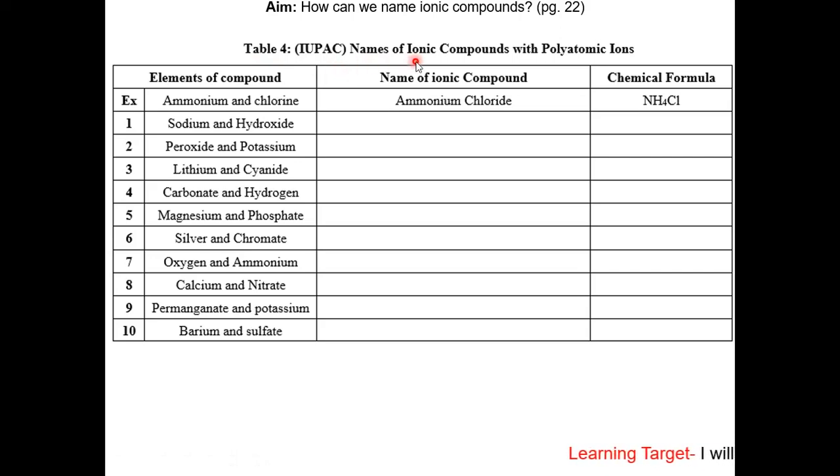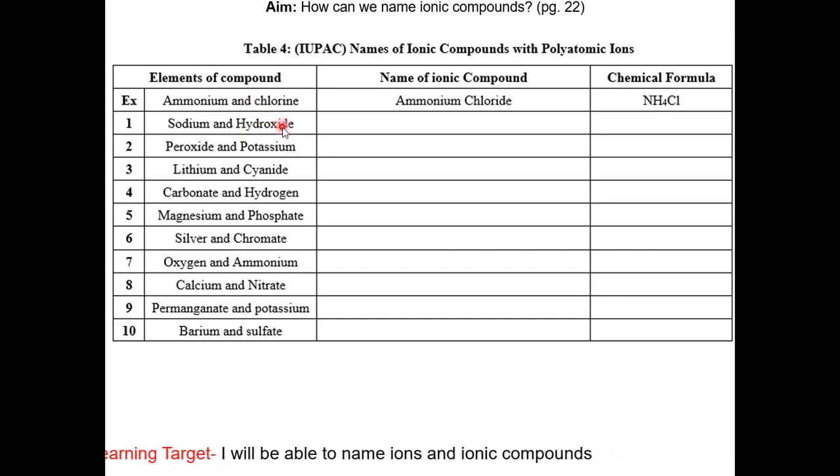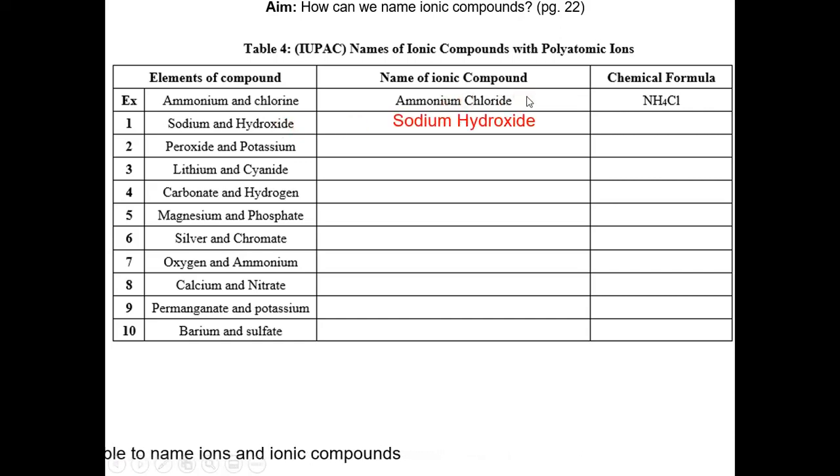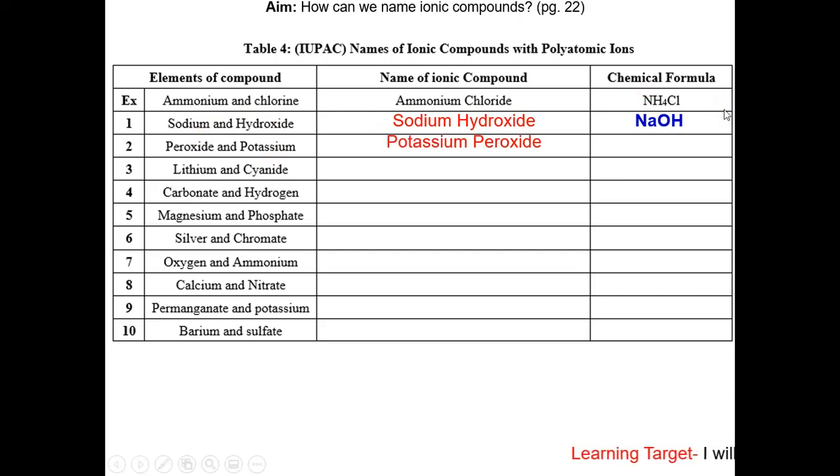For Table 4, you'll be naming ionic compounds with polyatomic ions and writing their chemical formulas. So I'll do the first 3 examples and then you do the rest on your own. So the first one is sodium and hydroxide. Sodium is the metal, hydroxide is the polyatomic ion. It has a charge of -1. So the name of the ionic compound will be sodium hydroxide. The chemical formula will be NaOH. For peroxide and potassium, peroxide is the polyatomic ion, O2 with a charge of -2, and potassium is the metal with a +1 charge. So you're going to write the potassium first, then the peroxide. The chemical formula is K2O2.